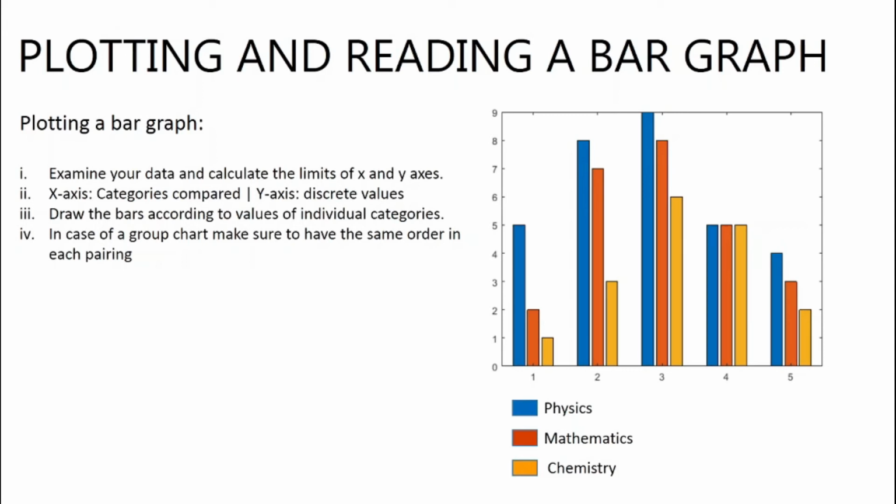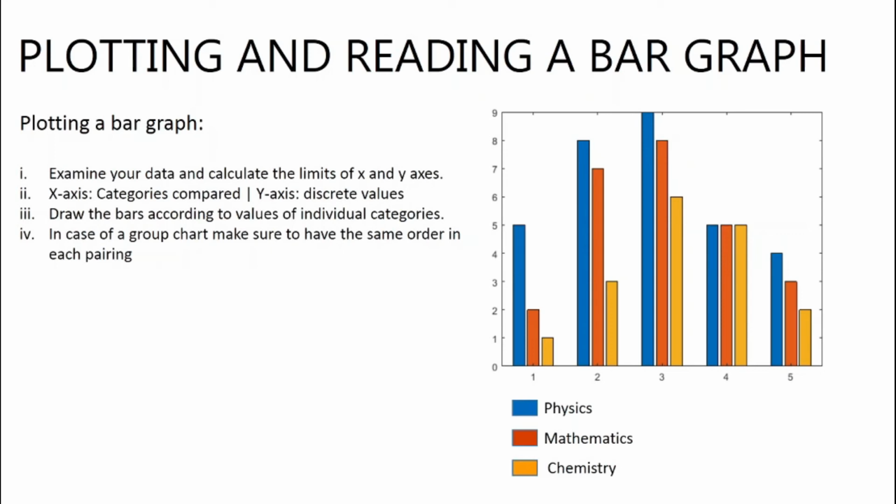The next point is to draw the bars according to the individual categories and the values which the individual categories have. Like I've drawn here, blue represents physics, and in the first school, suppose 5 on a certain scale of students have passed. So I have accordingly marked a 5 on the y-axis and drawn the basic blue bar up till the 5 mark on the y-axis.